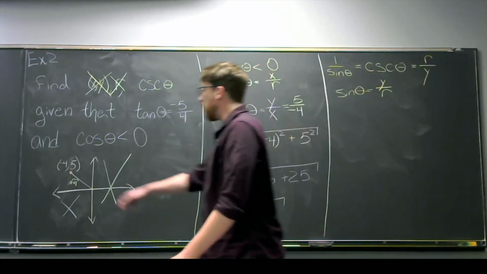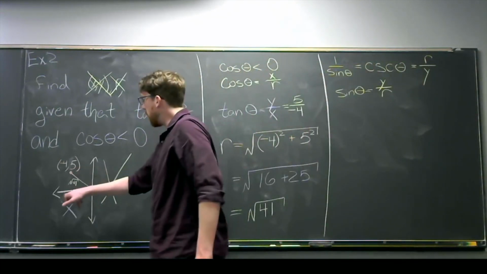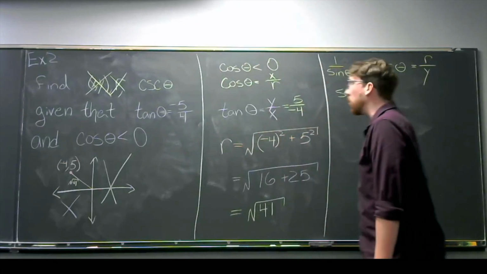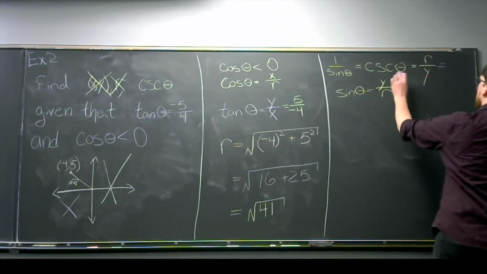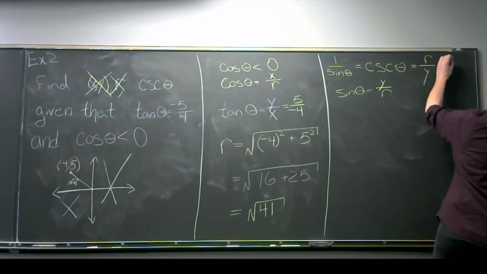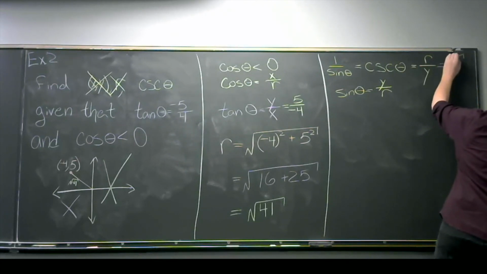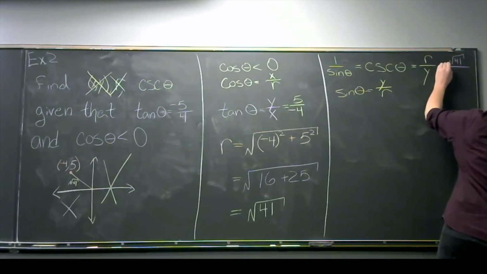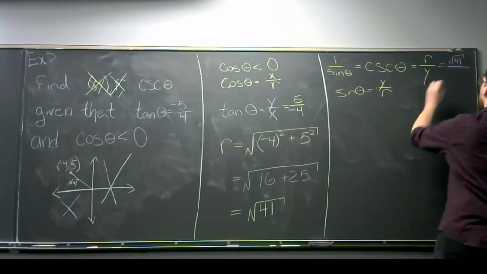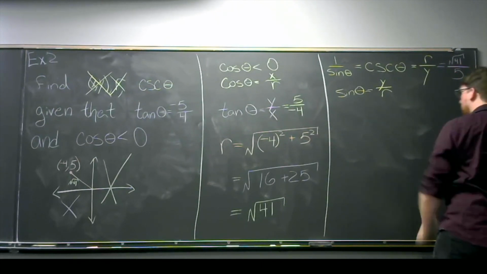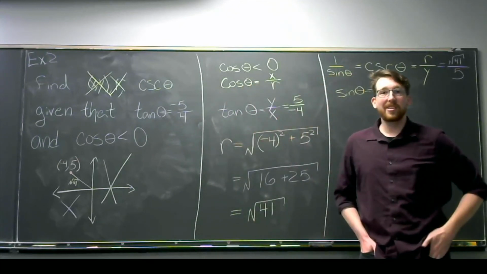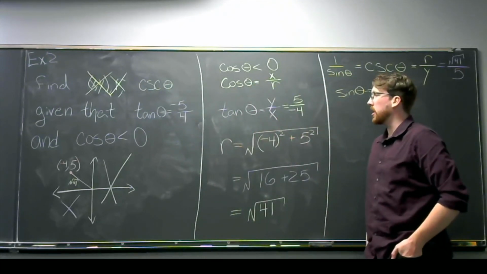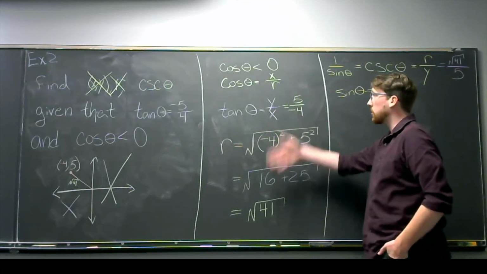Well, we already found our y, it's 5. We already found our radius, it's the square root of 41. So we can write this out. The cosecant of theta is equal to the square root of 41 divided by 5. That's all there is to this problem. It looks and sounds a lot more daunting than what it really is, but honestly, that's all there is to it.